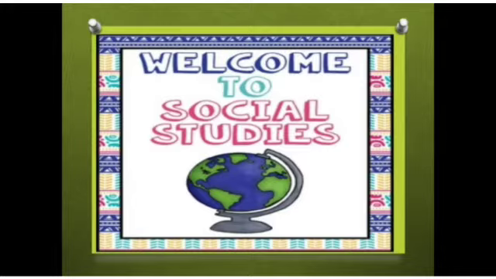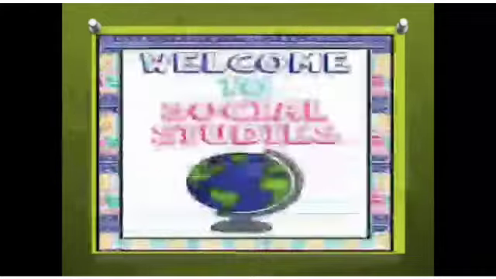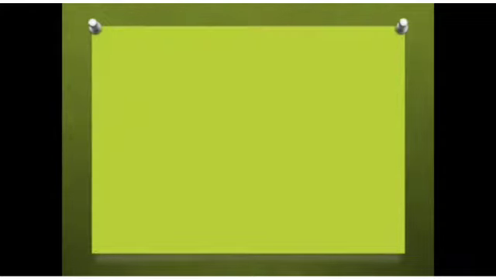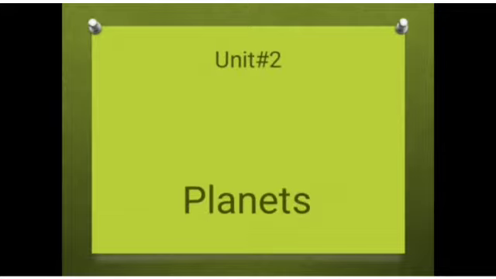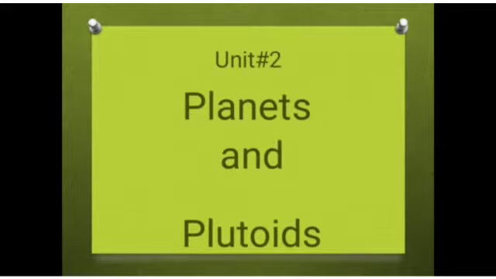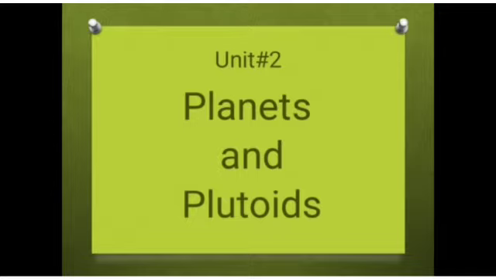I welcome you to the Social Studies class for class 7. Today we are going to study unit number 2, which is all about planets and planetoids. In the previous lesson we studied about some of the objects of the solar system, and today we are going to study them briefly in this lesson.